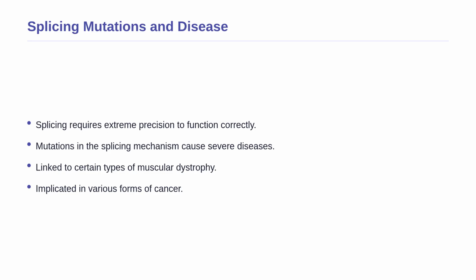These mutations in the splicing mechanism are not just minor errors. They are responsible for numerous severe human diseases. For example, certain types of muscular dystrophy and various forms of cancer are directly linked to splicing failures. This highlights just how vital this precise editing process is for our daily survival.